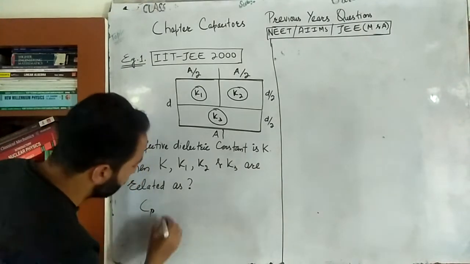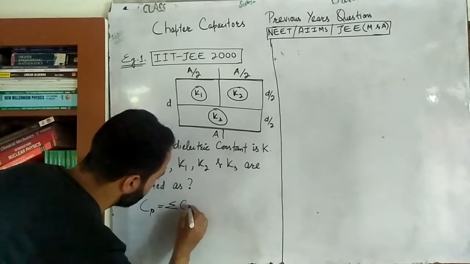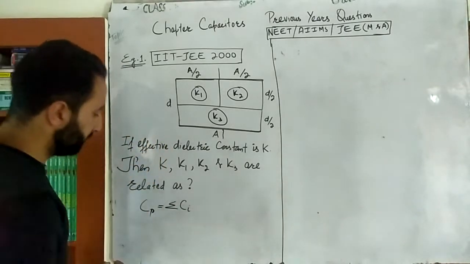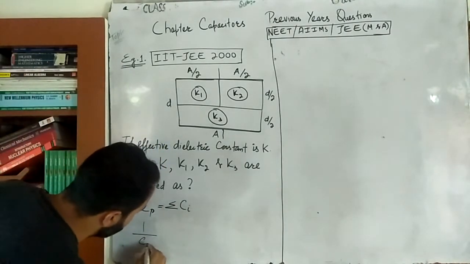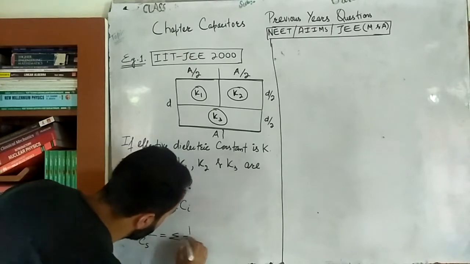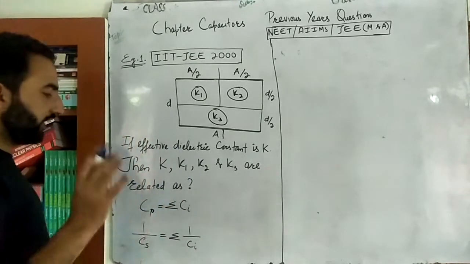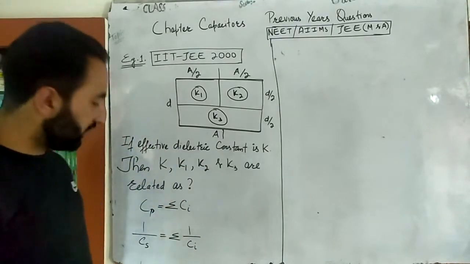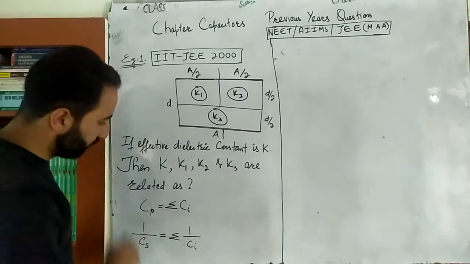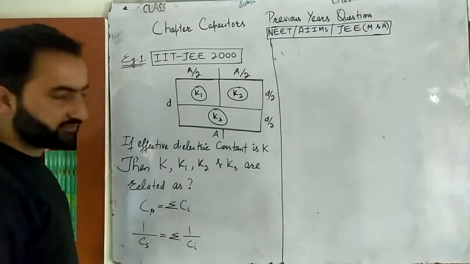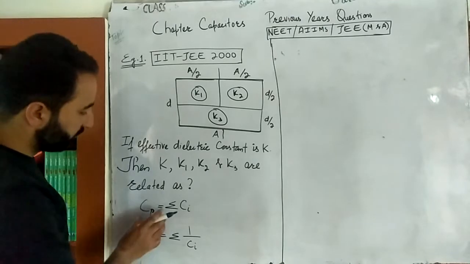And then we know this equation: Cp, the equivalent capacitance when connected in parallel, will be equal to the summation of Ci. We are yet to prove this equation; we'll prove it later on. And we have one more equation: 1 by Cs is equal to the summation of 1 by Ci, quite opposed to what we have studied in resistances. So Cp is equal to the summation of Ci, and 1 by Cs is equal to the summation of 1 by Ci. So first of all, we use these equations.